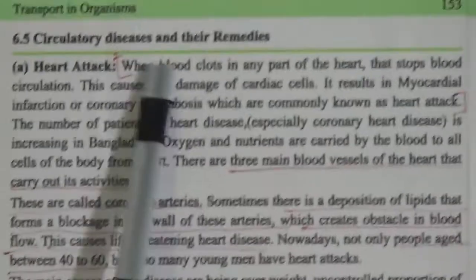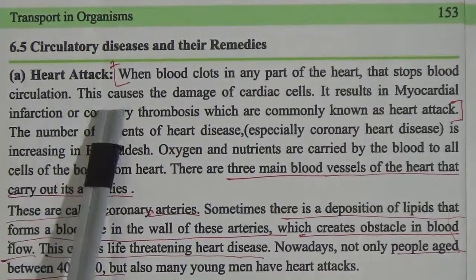Now come to the next one, that is coronary diseases and their remedies. First coronary disease is heart attack.